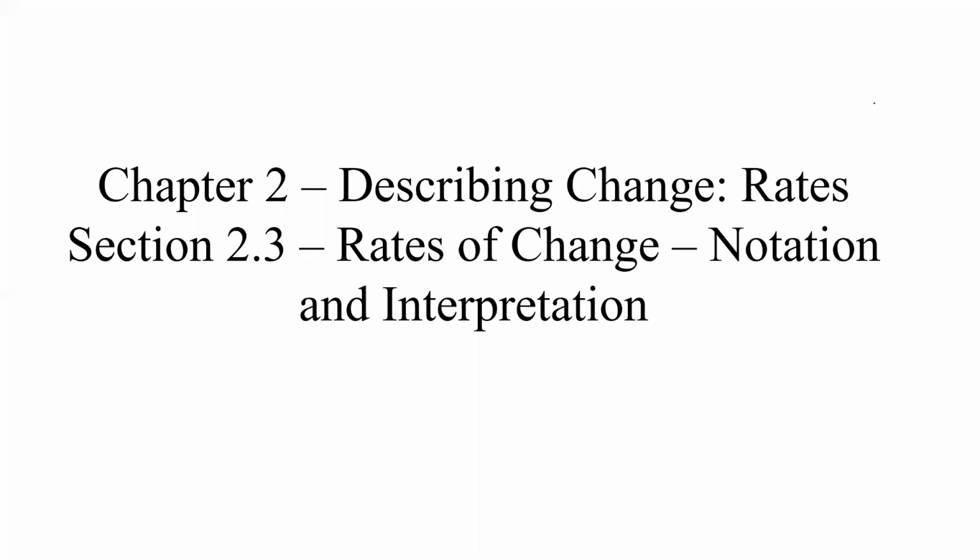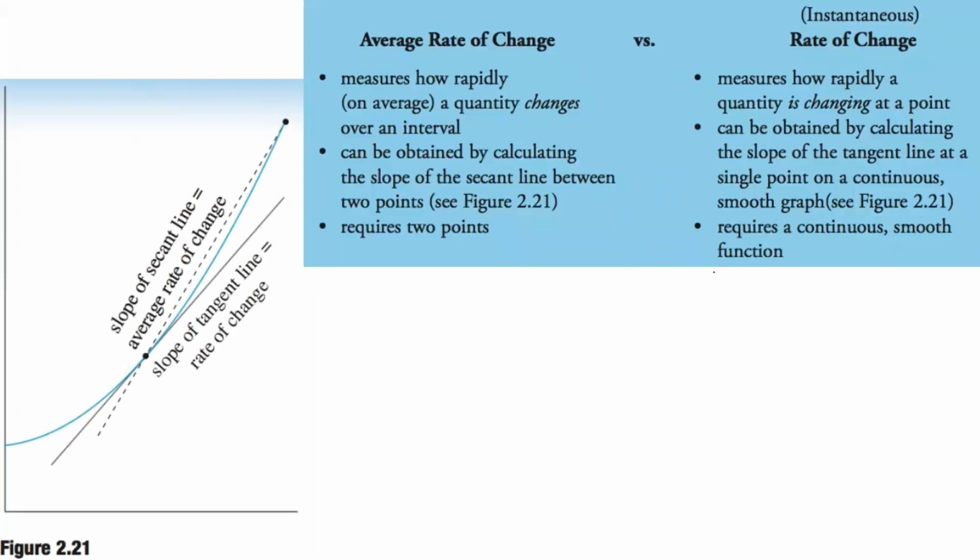All right, so here we are in chapter 2 on describing change rates, and this is section 2.3 on rates of change, the notation and interpretation. All right, so we have some labeling here. The average rate of change is the AROC. It measures how rapidly, on average, a quantity changes over an interval.